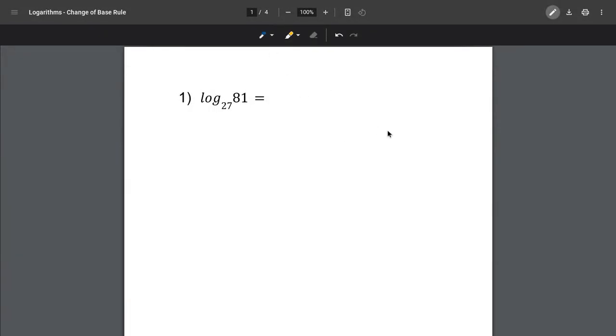In this video, we're going to use the change of base rule to evaluate these logarithms. So I have a logarithm with a base of 27 of 81, and I can use the change of base rule to say log, and I'll pick a base. I want to pick a base that if I multiply that base by itself enough times, I get 27 and 81. And that base happens to be 3. So I'm going to do log base 3 of 81 over log base 3 of 27.